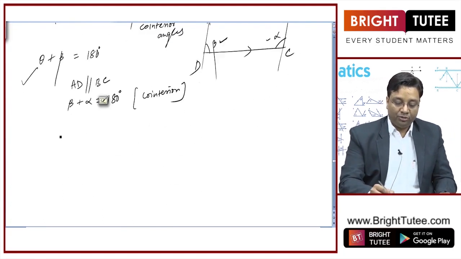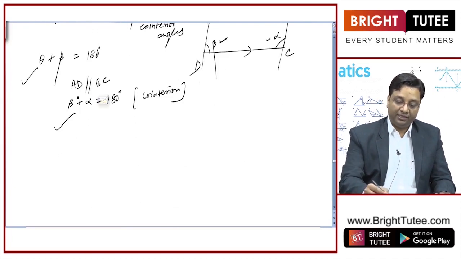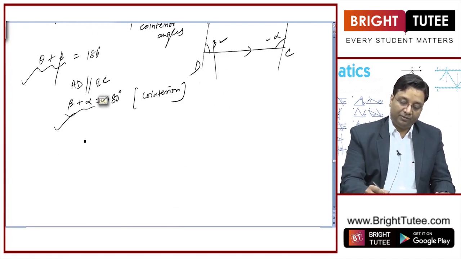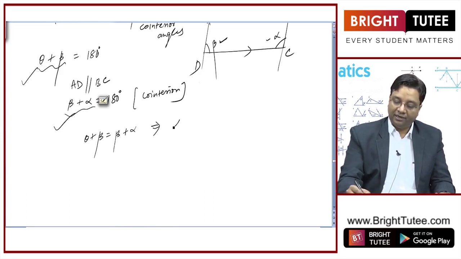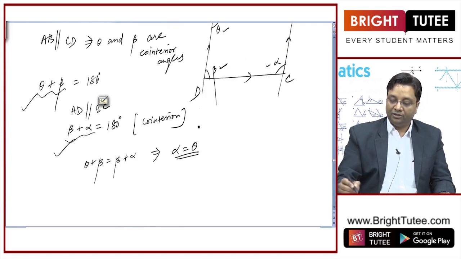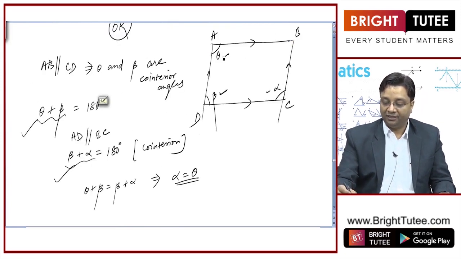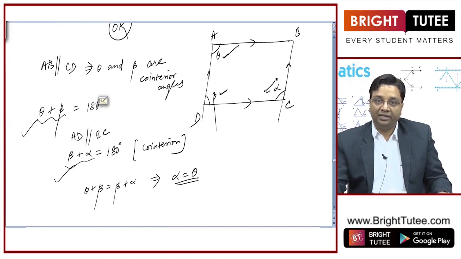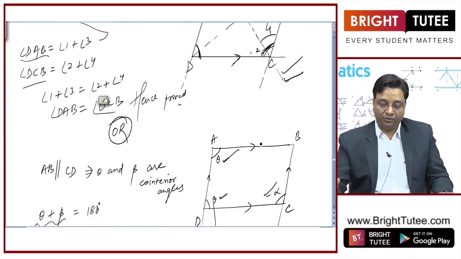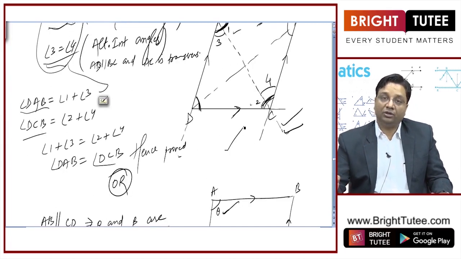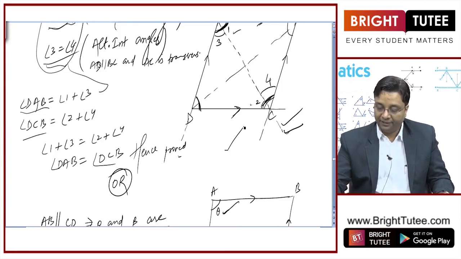Now comparing these two, what I can say is that theta plus beta is equal to beta plus alpha, because both are equal to 180. Hence alpha is equal to theta. So it will give you the same desired result, that these two opposite angles are equal. So you can use this property of co-interior angles, or you can use alternate interior angles. It depends completely on you, right?